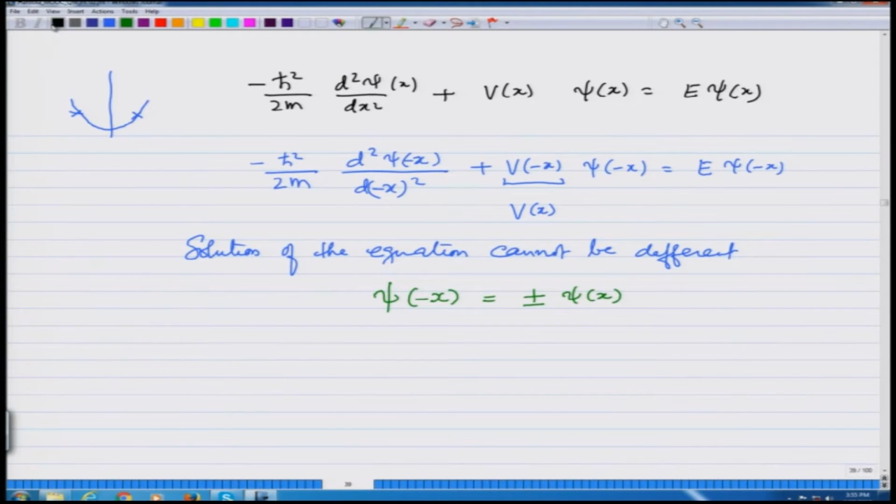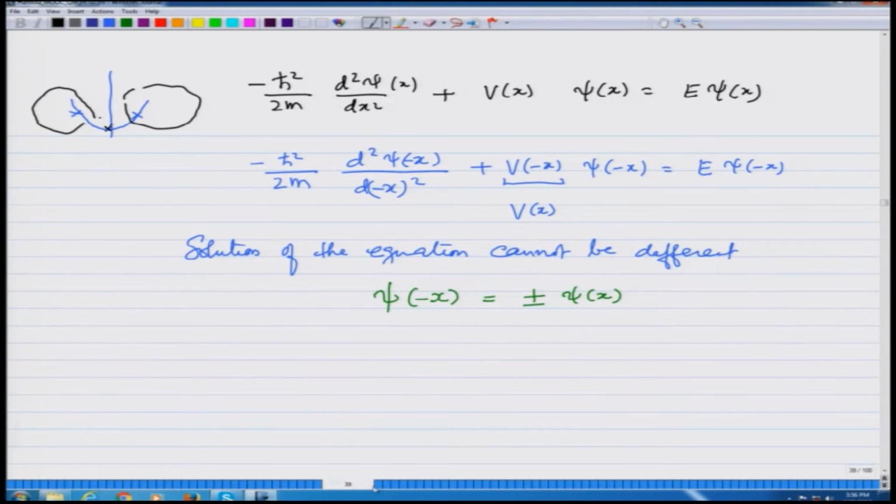So, let me show this in black. The way the solution would evolve from a boundary condition, say at 0, to the right hand side would evolve exactly in the same way on the left hand side, and therefore, the two solutions are going to be changed only by a factor of plus or minus 1. So, this is an important property of the wave function for symmetric potentials, which I am going to make use of.